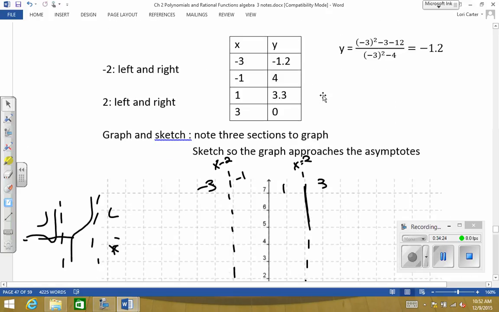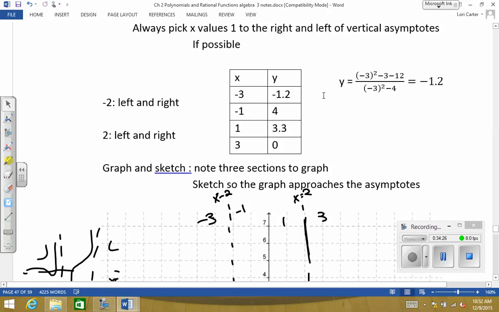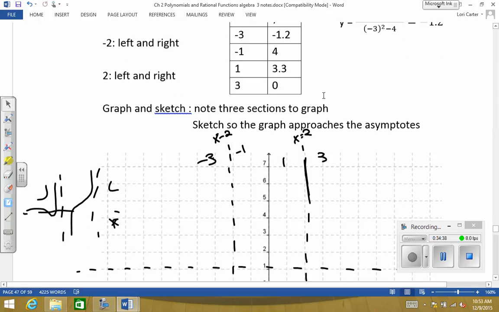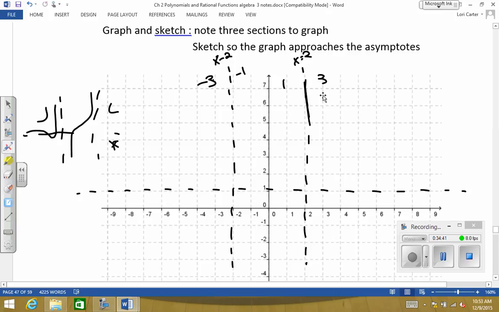Good? So you plug negative 3 into your original. I have a table up here. I usually don't use a table, but you're welcome to. So you plug in negative 3 to your original problem. Everybody understand? Put it on the calculator, get your answer. Negative 3 gives you negative 1.2. Good? So you go to negative 3, negative 1.2, right here. Can I graph that side? Yeah, because I know what that one looks like now, right? So I approach my asymptote, and he's done. Now I need to do the middle two.